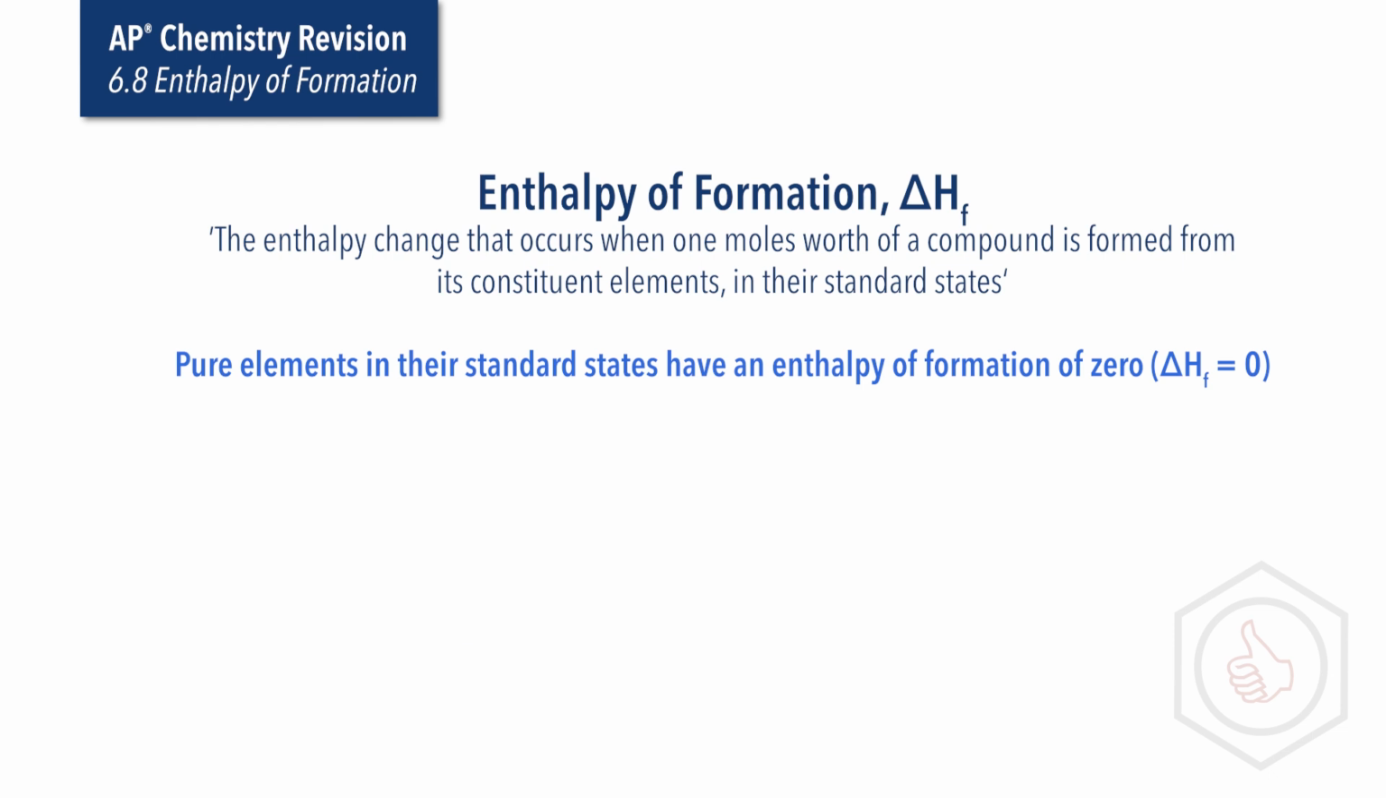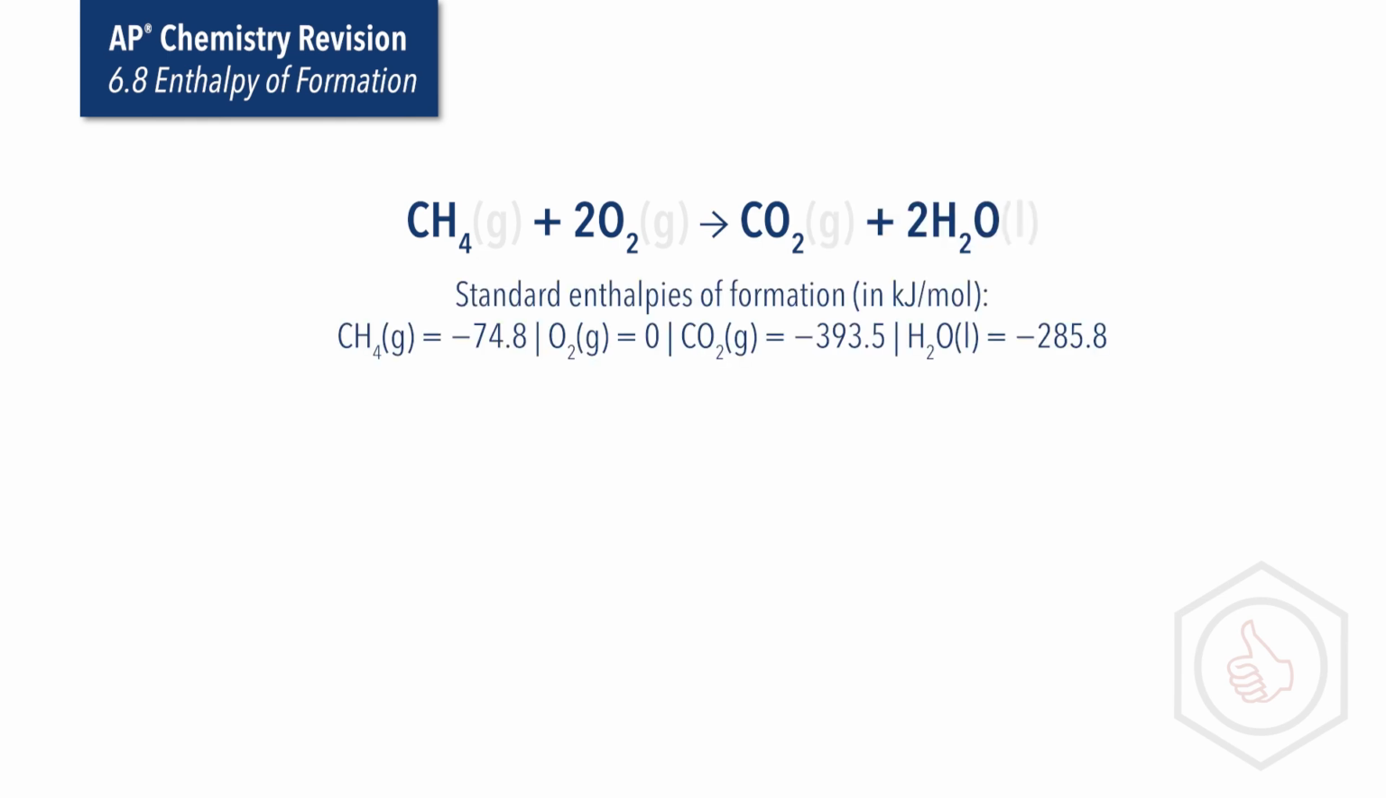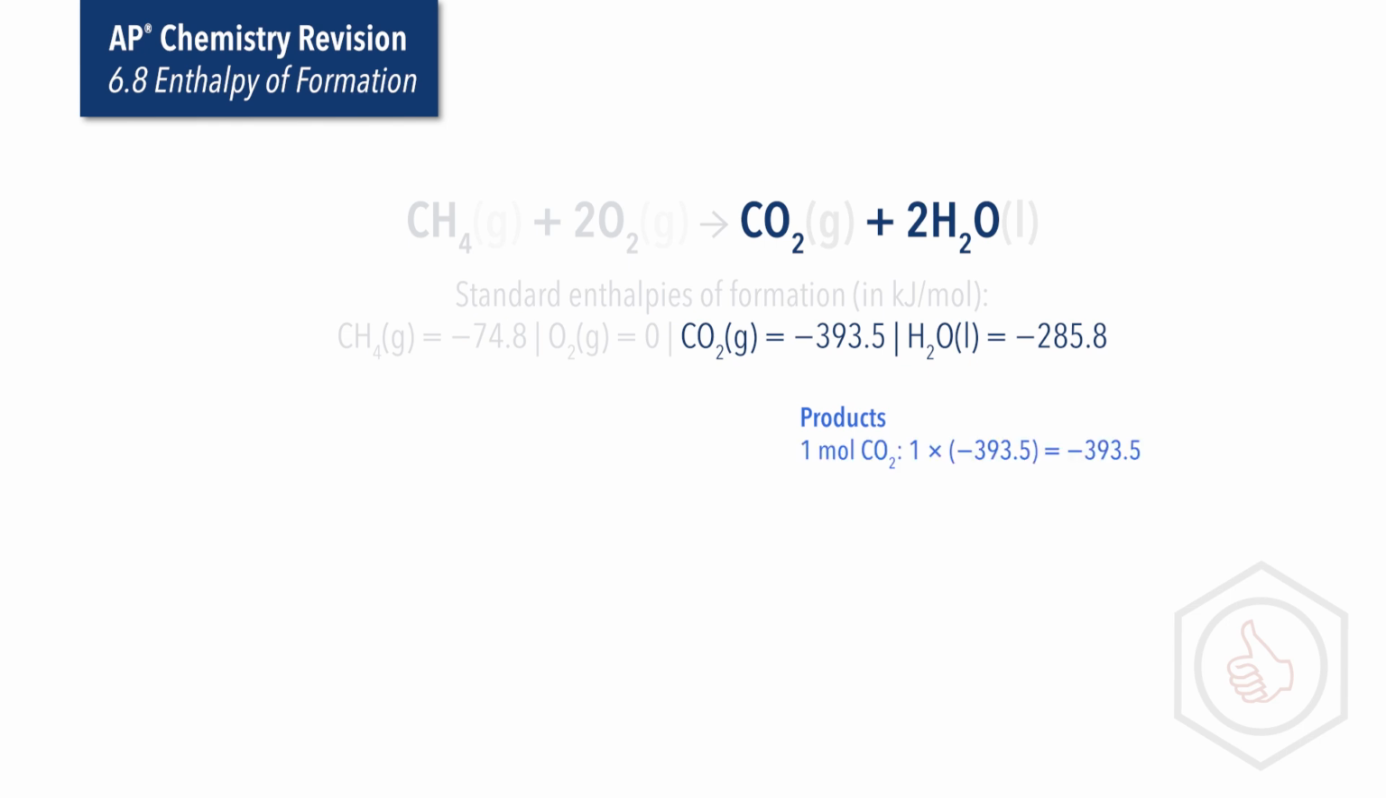For example, to calculate the enthalpy change for the reaction CH4 plus 2O2 to CO2 plus 2H2O, we can use the standard enthalpies of formation of the CH4, O2, CO2, and H2O to do it. Well, the total standard enthalpy of formation of the products would be 1 times minus 393.5 for the 1 mole of carbon dioxide, 2 times minus 285.8 for the 2 moles of H2O, giving us minus 965.1 kilojoules.